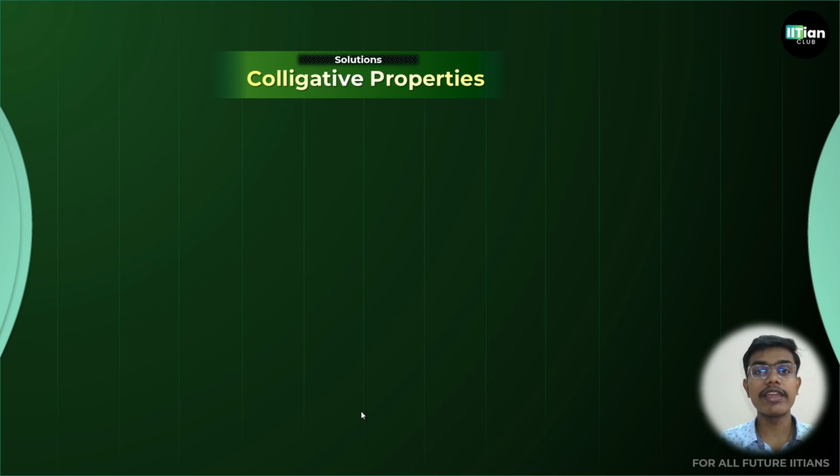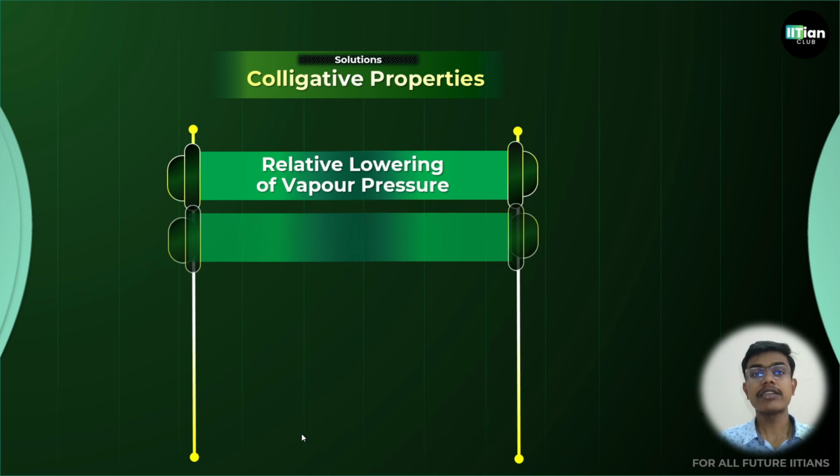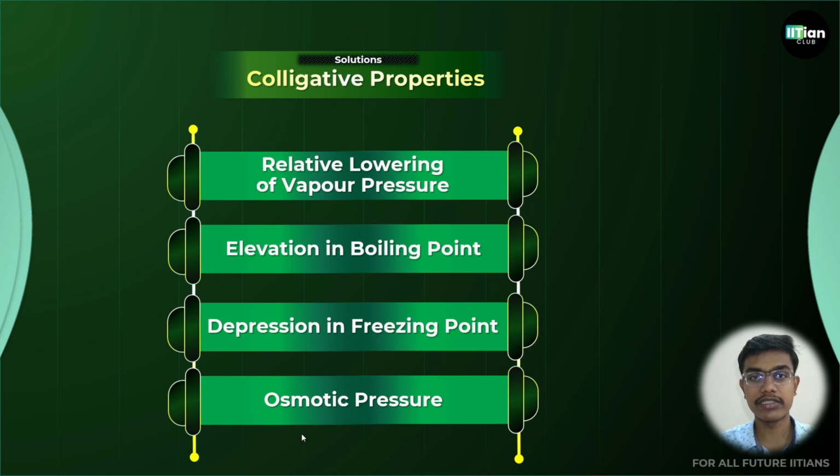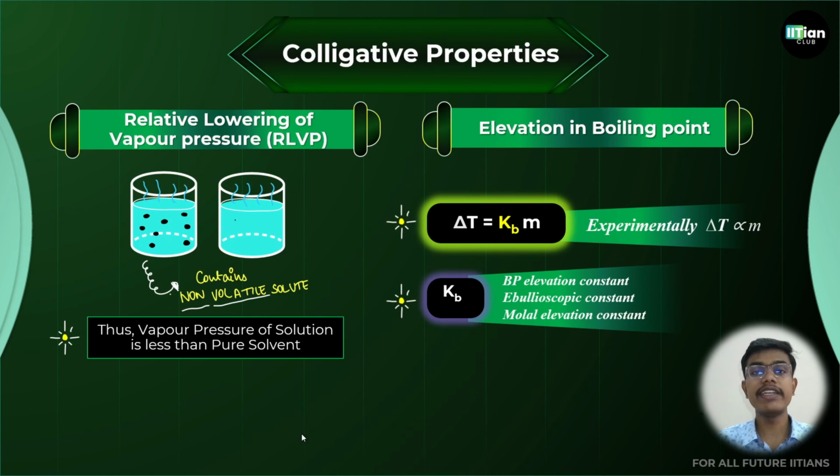There are 4 colligative properties, which are relative lowering of vapor pressure, elevation in boiling point, depression in freezing point, and osmotic pressure. Colligative properties are properties which do not depend on the nature of the solute or solvent. They depend only upon the amount of the solute or solvent. Now we'll be dealing with each and every colligative property.